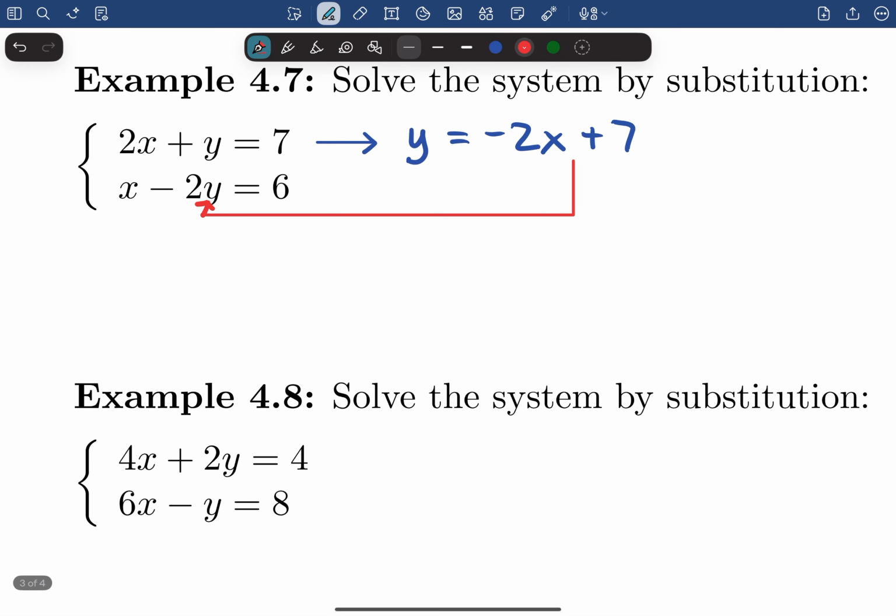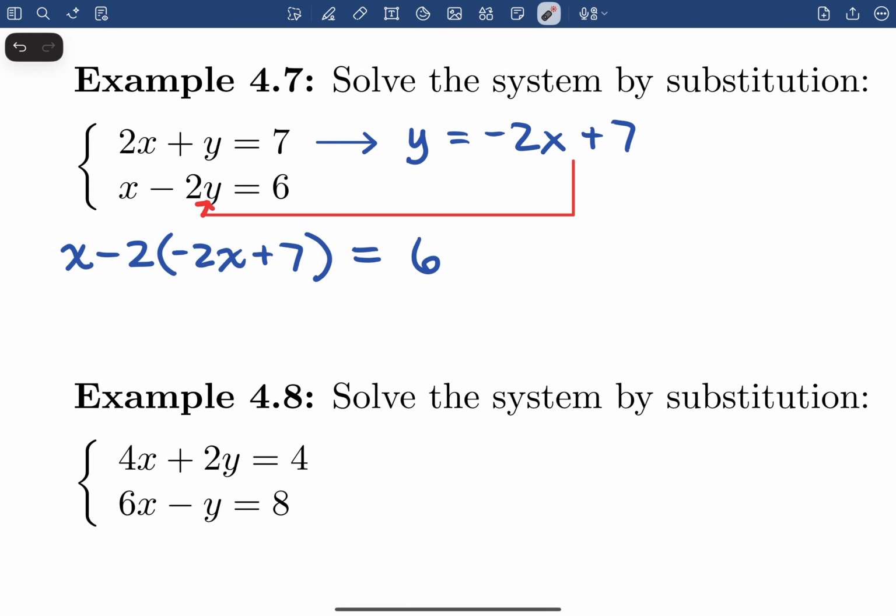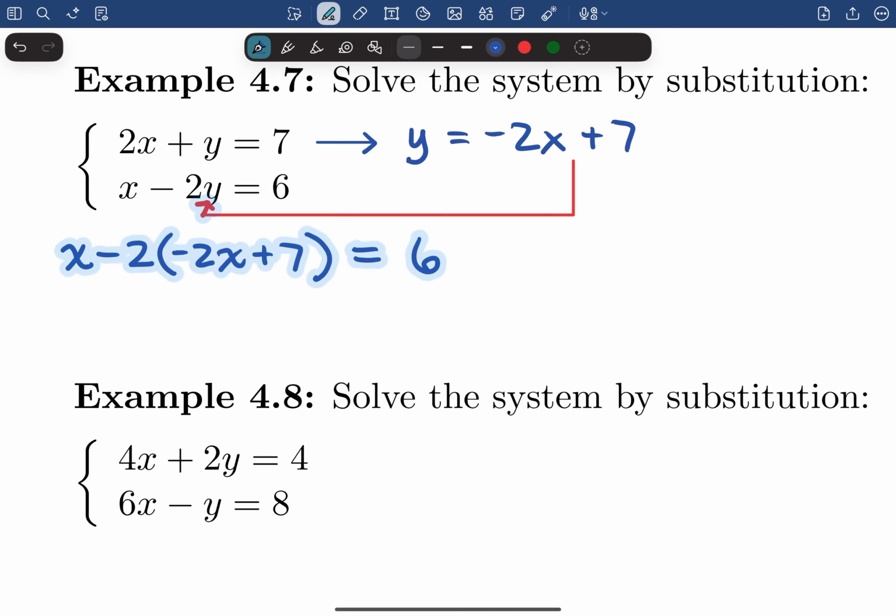All right, so the second equation gets rewritten, so I start writing x minus 2, and when I see y, I turn it into what y is equal to in the first equation. Negative 2x plus 7, and that's equal to 6. Now, what have I done? I have just substituted in an expression with x for y, and now I don't have any more y's in the equation. All I have is the variable x. And that's awesome because now I can solve for x.